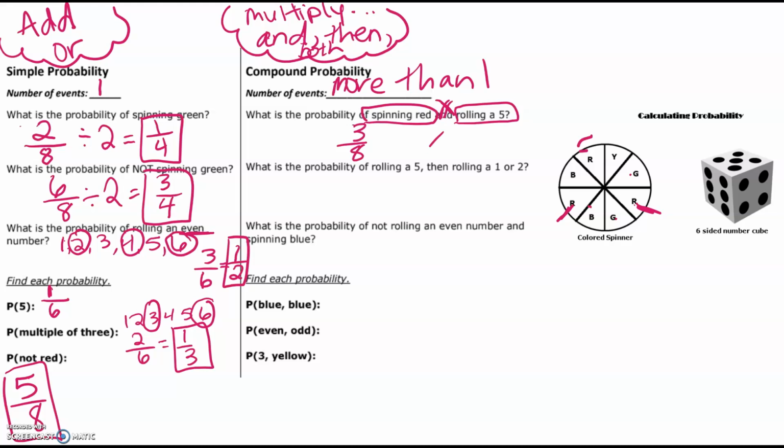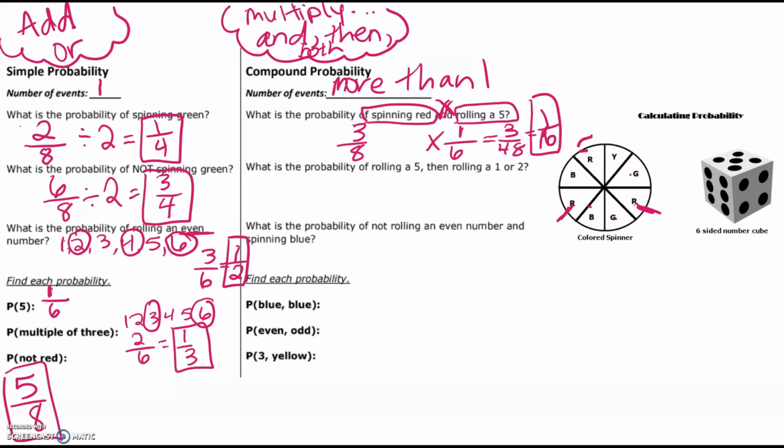And then "and" is going to tell us to multiply. And rolling a 5, well, we kind of went over that before. There's only one 5 option out of 6 total. When we multiply fractions, we just go straight across. So that would be 3 times 1, which would give us 3. And then 8 times 6, which would give us 48. And again, you want to try to simplify when you can. So both of these actually are divisible by 3, and that would give us 1 over 16 as our total answer. That's 1 over 16.